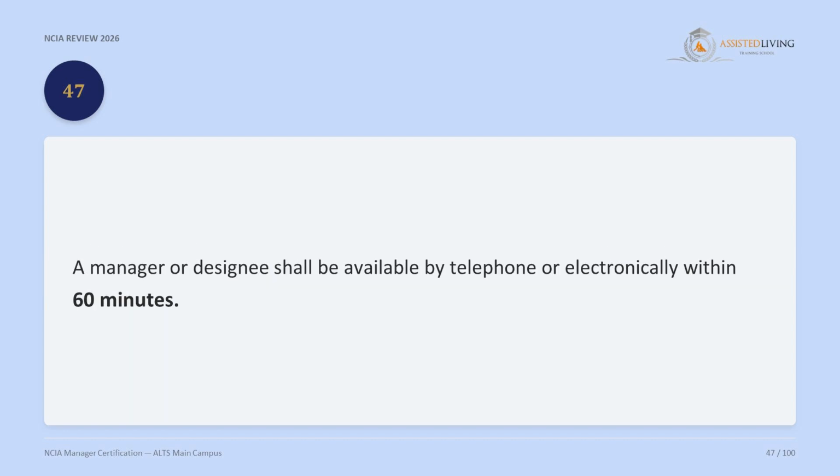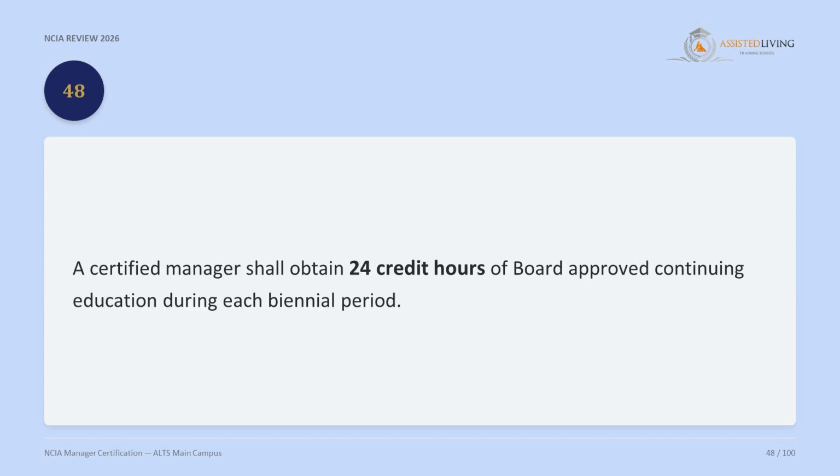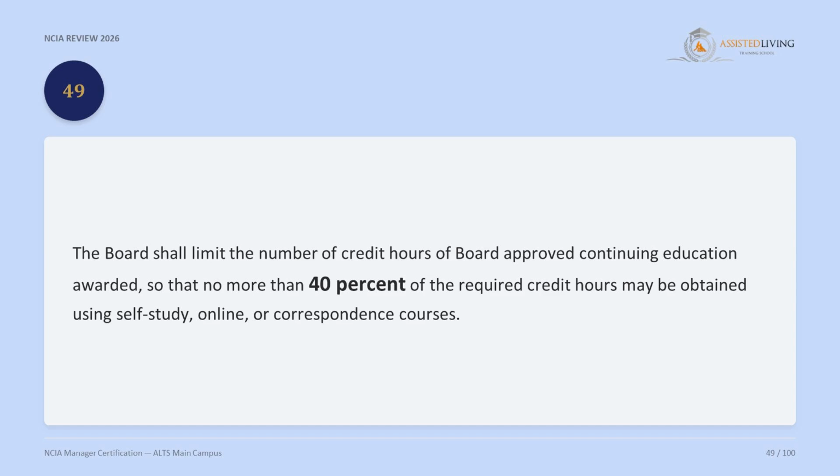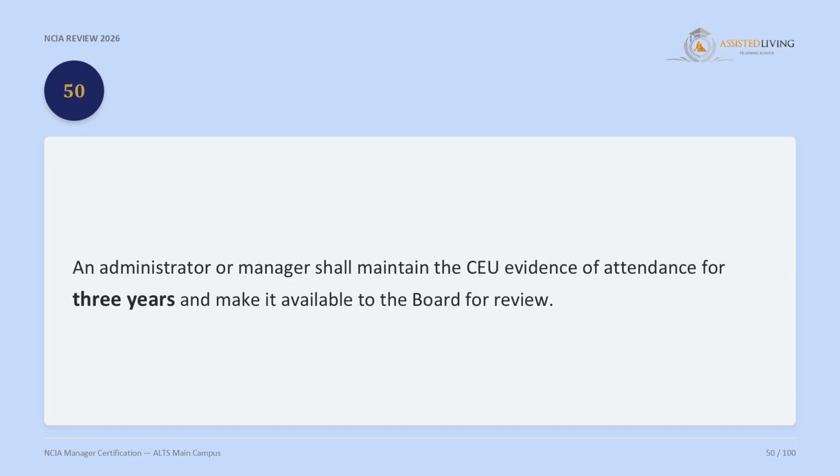Managers or their designees must be reachable by phone or electronically within 60 minutes. Certified managers need to complete 24 credit hours of board-approved continuing education every 2 years. No more than 40% of continuing education credits can be obtained through self-study, online, or correspondence courses. Administrators or managers must keep CEU attendance evidence for 3 years, ensuring it's available for board review.